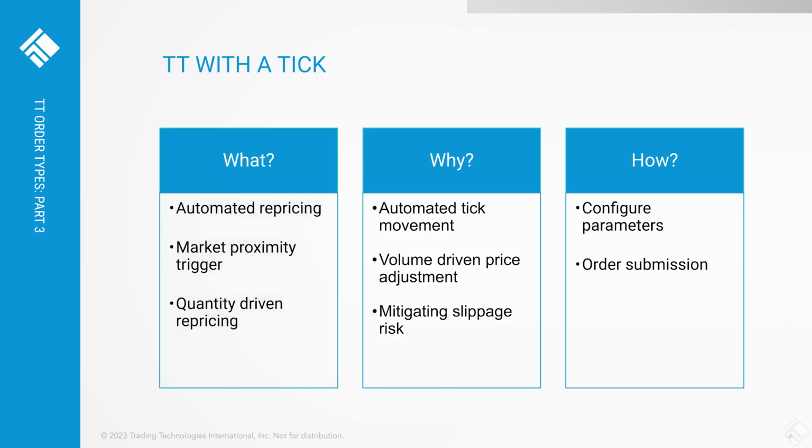What is a TT With a Tick order type? Well, it's a limit order that is automatically repriced 1 tick towards the market based on the price and quantity of the opposite inside market.